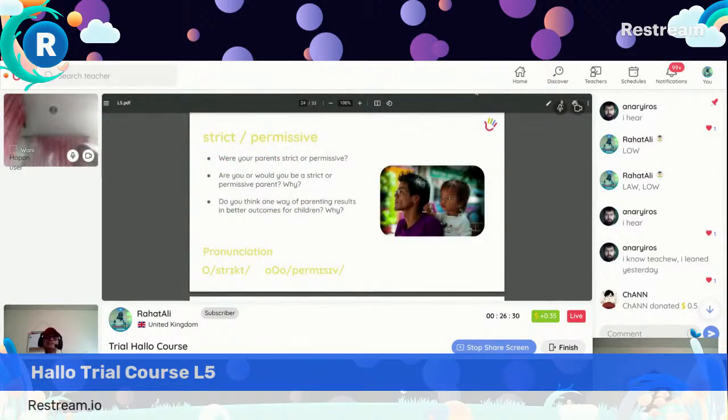Okay, next one is strict, permissive. Do you know what it means? Strict or permissive? Strict is like rules, and permissive is like independent, is it? Permissive, I'm not sure. I'm also learning. Something that is non-restrictive, is it? Possible. Let me have a look quickly. Permissive.